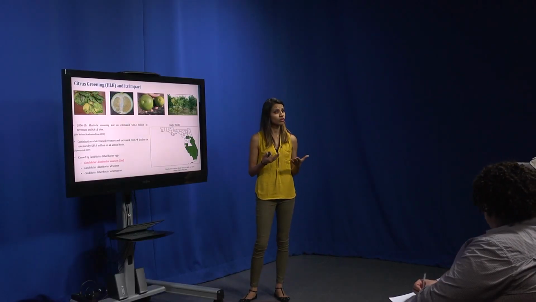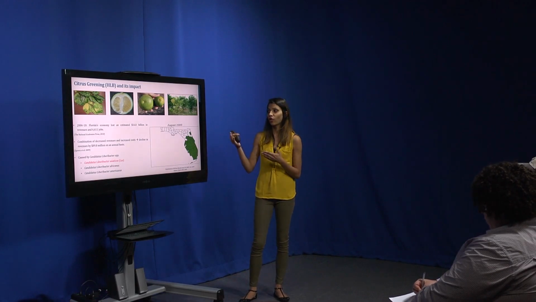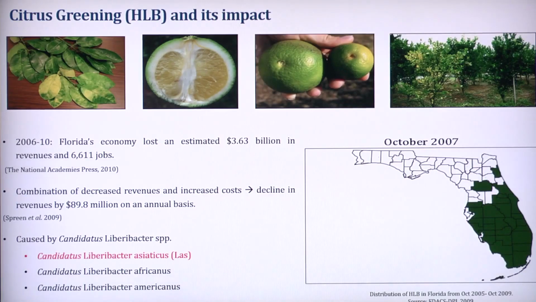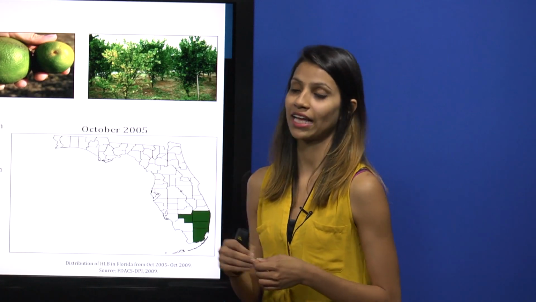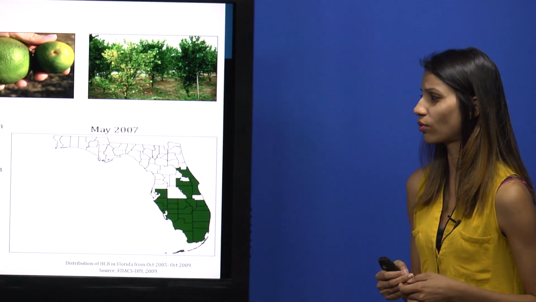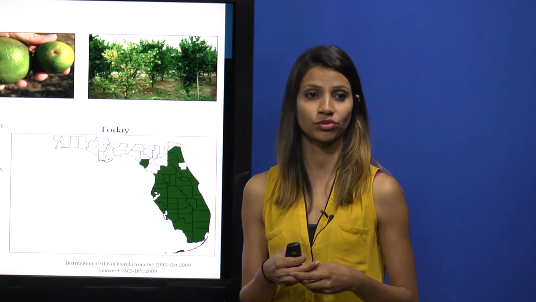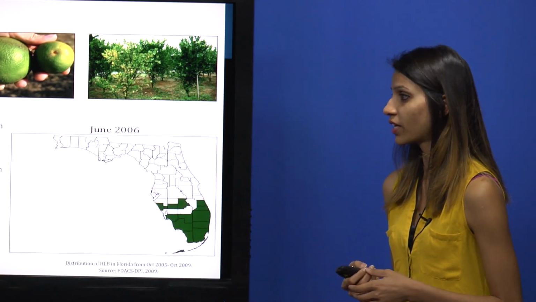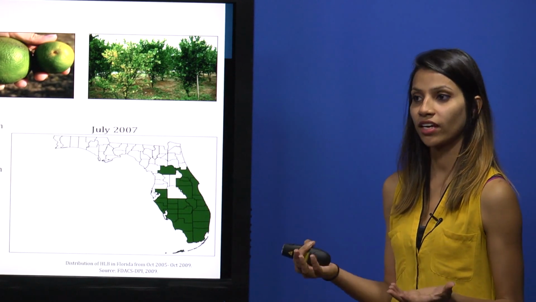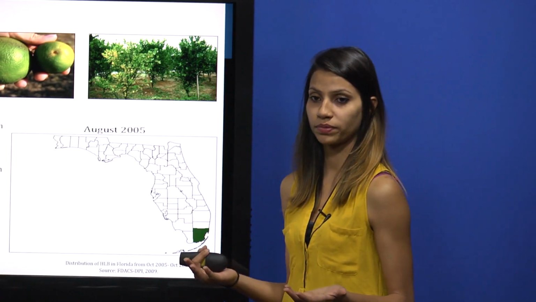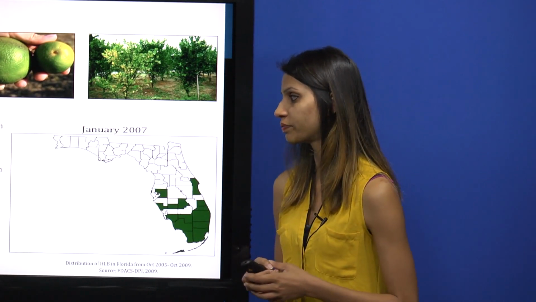It has been more than 10 years now, a decade of citrus greening affecting Florida counties. And this map is only till 2007, but till now the whole of Florida has been affected by citrus greening. So it is definitely a very devastating disease for the citrus industry, and especially for areas which are mainly focusing on crops such as citrus plants.